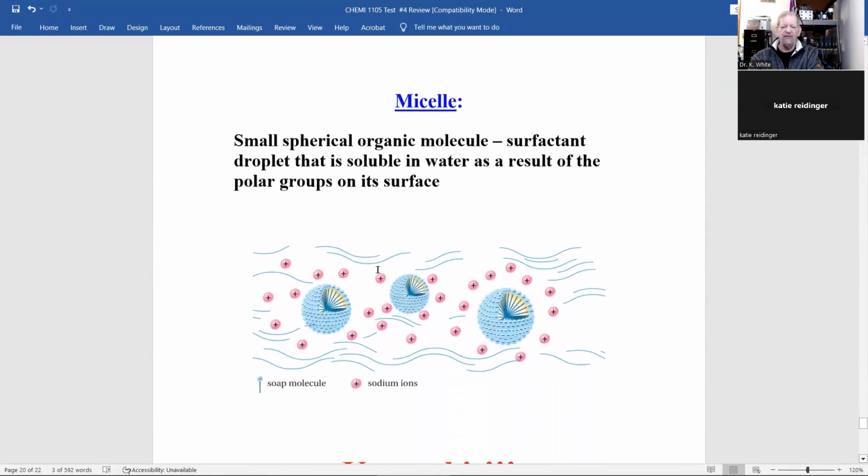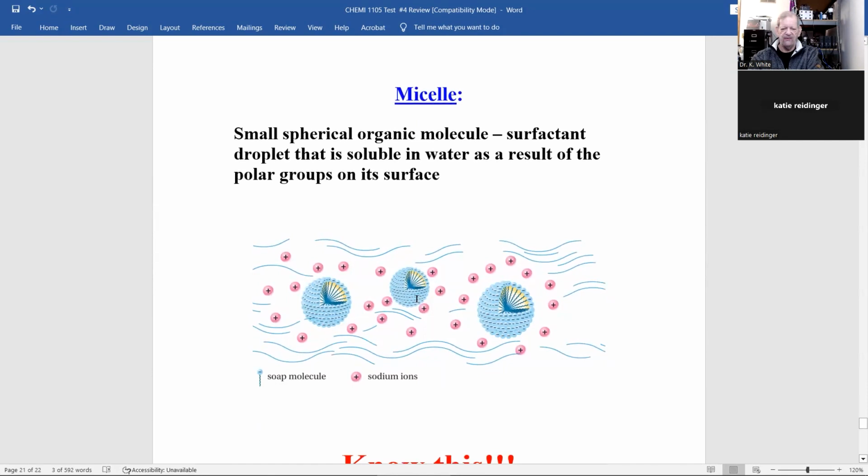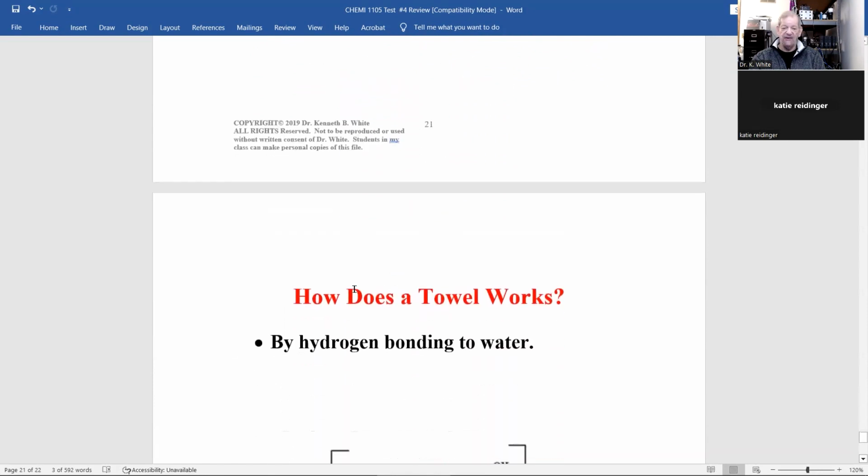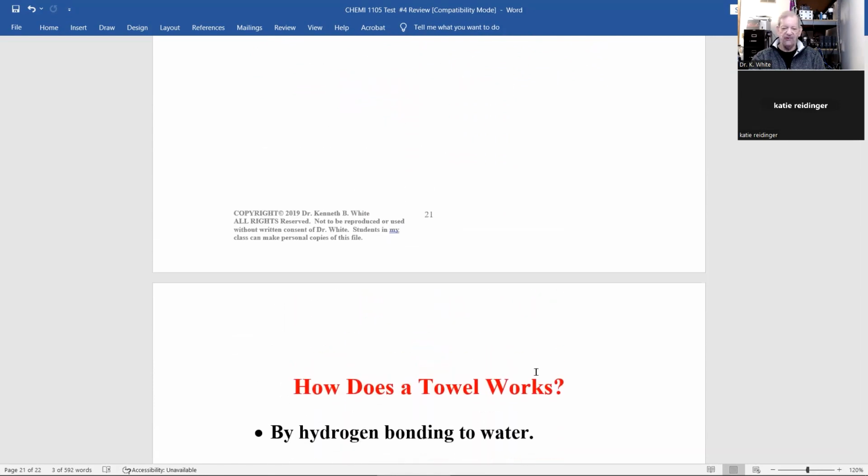And they form a micelle, which looks like this. There's a part cut out so you can see inside. In the middle is a piece of dirt or grease. Know this. And let me go through this again.